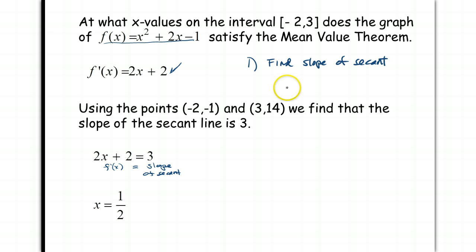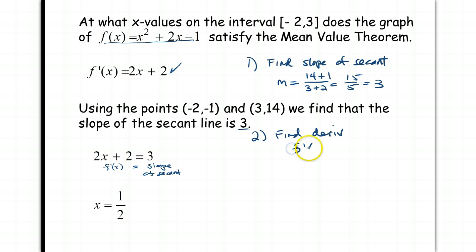Or average rate of change. So the slope of the secant would be 14 minus -1 over 3 minus -2, which is 15 over 5, which is equal to 3. That's right here. Okay. Number 2, find the derivative. That's done for us over to the left, and the derivative is f prime of x equals 2x plus 2.